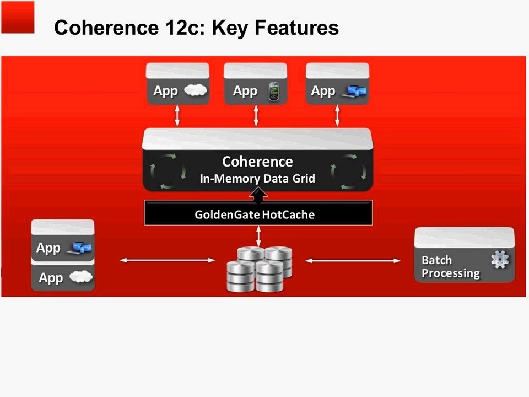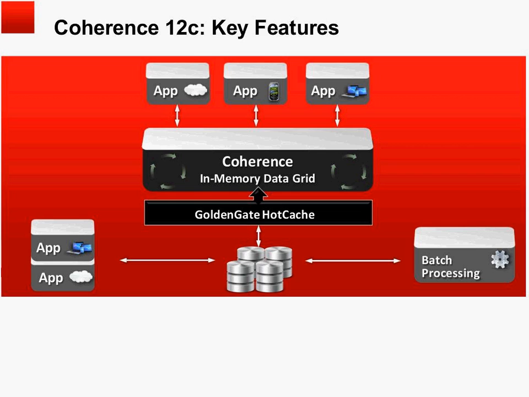Now, in Coherence 12c, we've introduced Coherence Golden Gate Hot Cache. This is taking advantage of our Golden Gate technology, our data transformation and movement product. What it does is it listens to changes that you're interested in propagating to your cache on the Oracle database. It listens to the Oracle database transaction logs. Based on the changes that you want to propagate, Golden Gate will automatically propagate those changes into Coherence. The end result is that the cache is now always up to date with the data.